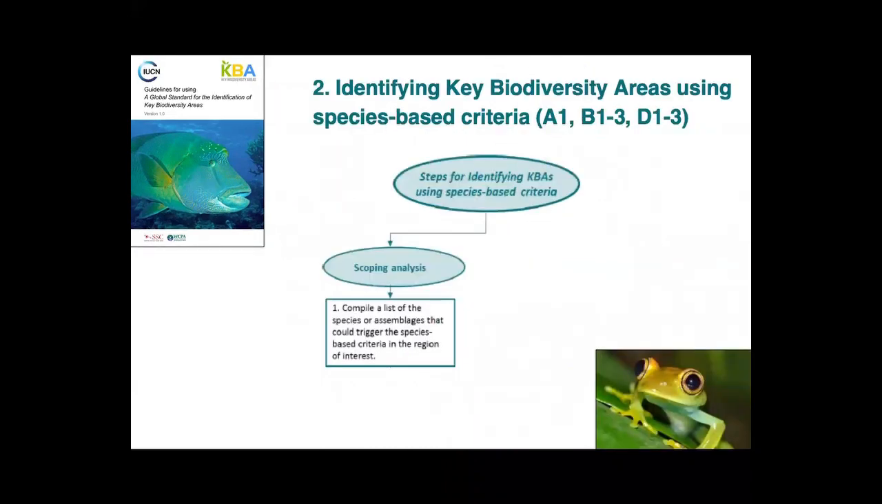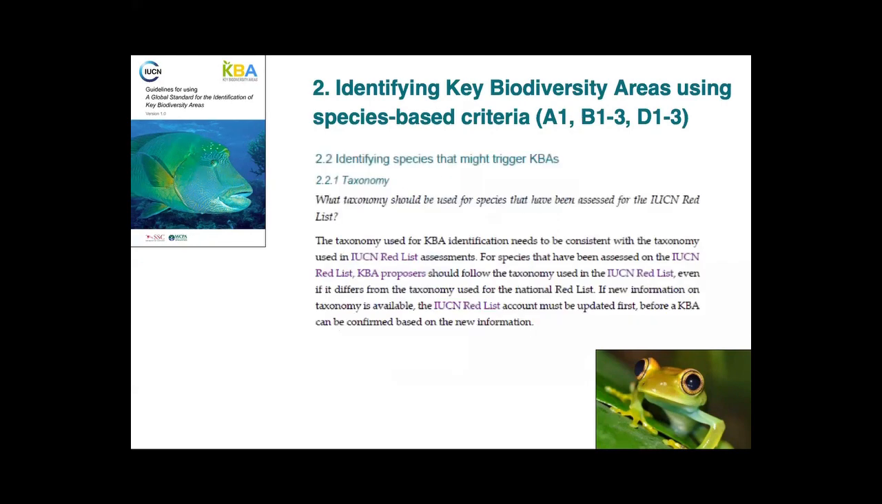So I'd like to take a few minutes to walk through the KBA guidelines, focusing just by way of example on identifying KBAs for a single taxonomic group. Let's take amphibians, and focus particularly on criterion A1 for threatened species. So if that's what we want to do, we're starting with A1. We'll start with chapter 2 on identifying KBAs using species-based criteria. And the first step in the flowchart here is to compile a list of species that could trigger criterion A1.